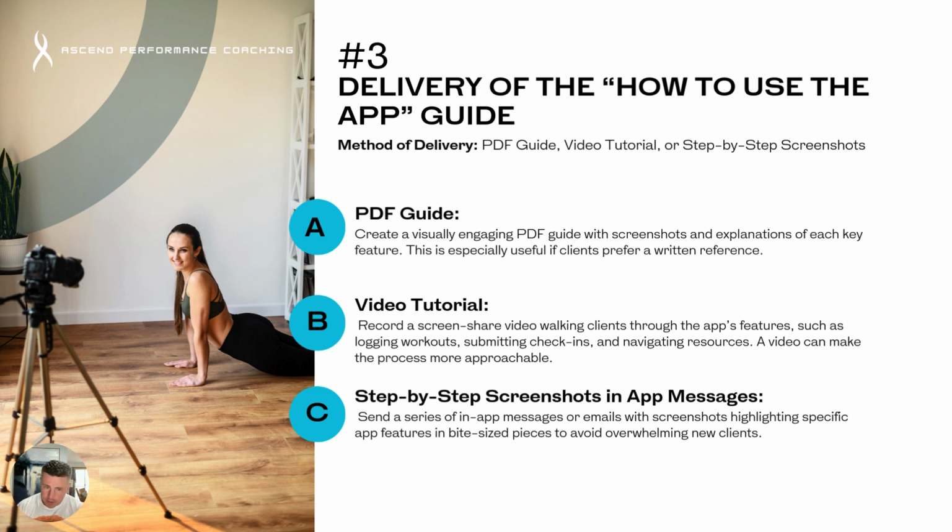Now, with the how-to-use guide for the app, two different ways. PDF and video tutorial are the best ones to do it, because for the PDF guide, a lot of the app companies already provide this. So Kahunas does this. You just need to rebrand it as your own. And then video tutorial is really useful for a lot of clients. It makes it a lot more approachable. So you simply do a screen record of your phone, and that's a fantastic way to do that.